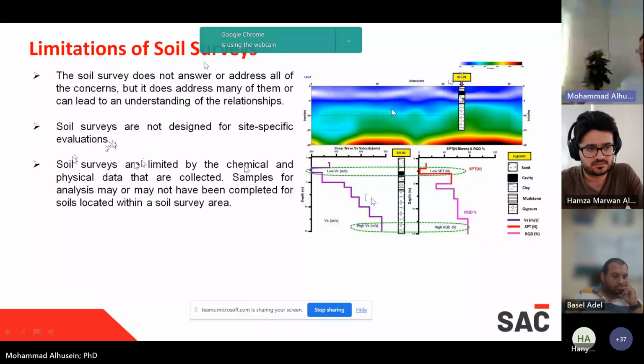Soil surveys are limited by the chemical and physical data that are collected. And most of the laboratories focus on the physical and the routine chemical, ignoring the non-routine tests like TSS, TDS, carbonate, organic, gypsum, etc.